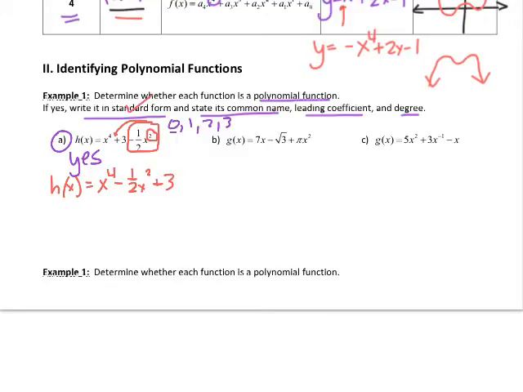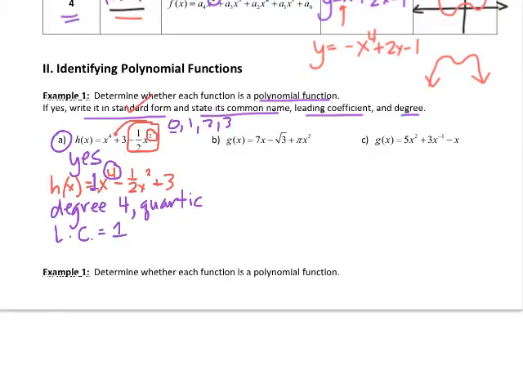And now we also need to state its common name. Well, the common name comes from the degree. This is a degree 4, or we could say fourth degree, quartic. Remember, that's the common name. And its leading coefficient is 1 because there's not anything there in front of the x, so the leading coefficient, or LC, is going to be 1. And that's all you have to do.